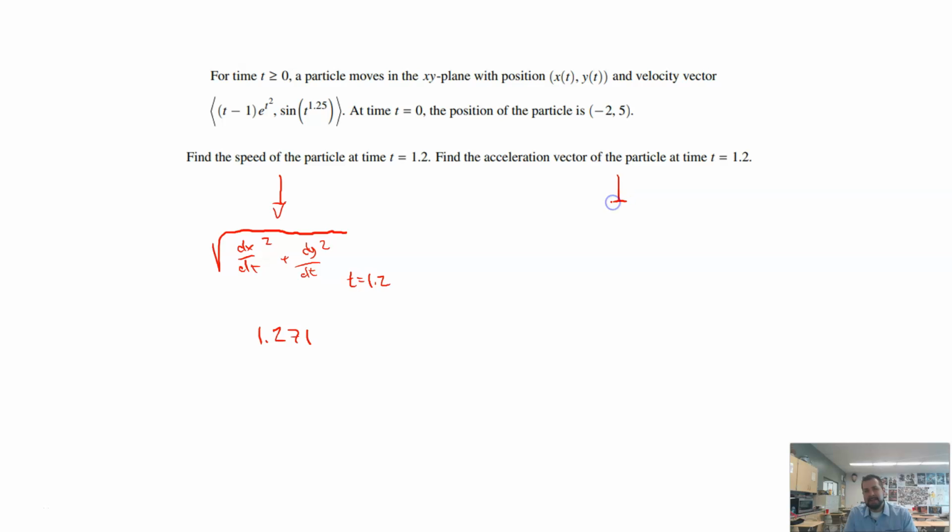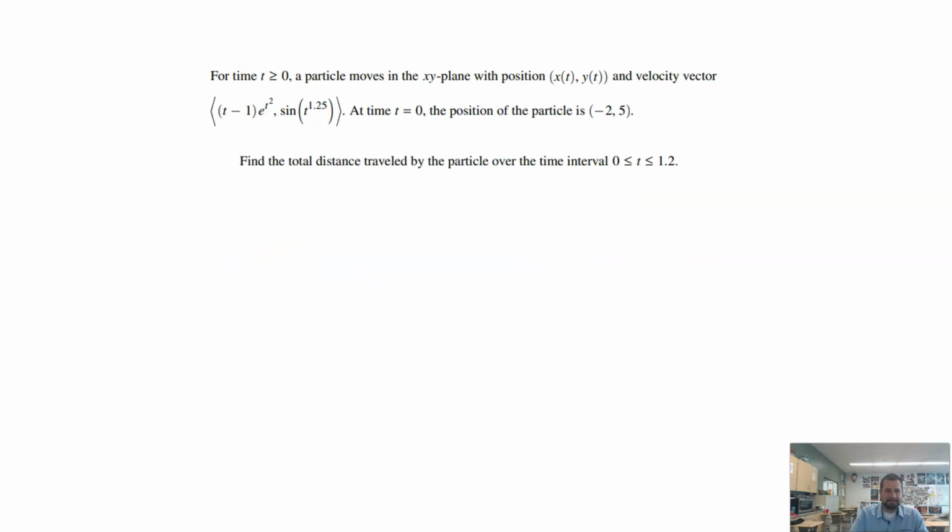To find the acceleration vector, we have to take the derivative of dx/dt. So I'll take the derivative of dx/dt and put it there once I plug in 1.2. Then do the same thing for dy/dt. And when you do that, you get 6.247 for the x component of the acceleration vector, and 0.405 for the y component. There are your answers for letter A.